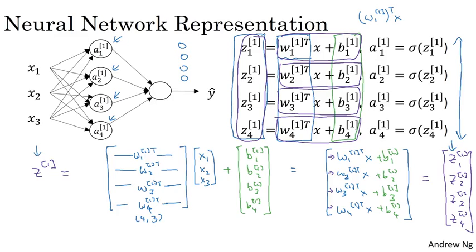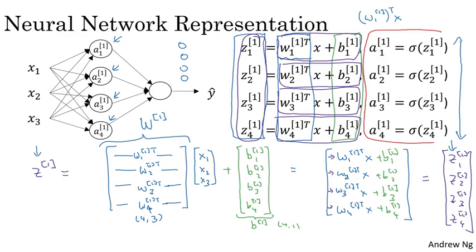And to use one more piece of notation, this 4x3 matrix here, which we obtained by stacking the lowercase w11, w12, and so on, we're going to call this matrix W capital 1. And similarly, this vector we're going to call b superscript 1 in square brackets. And so this is a 4x1 vector. So now we've computed Z using this vector-matrix notation.